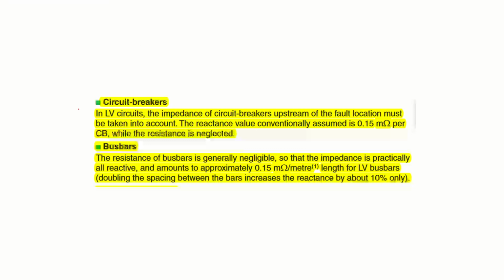Now for any network, I will be having some circuit breakers. For any circuit breaker, the resistance of the circuit breaker, so the value of R, will always be equal to 0. However, the reactance value is equal to 0.15 milliohms. For the bus bar, it is the same: the resistance of the bus bar is negligible, equal to 0. However, the bus bar will be conducting electricity from one point to another point, and we will consider that we have 0.15 milliohm per meter as an impedance.